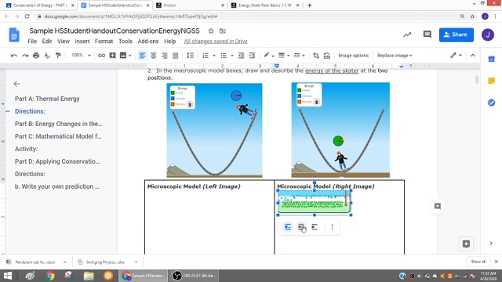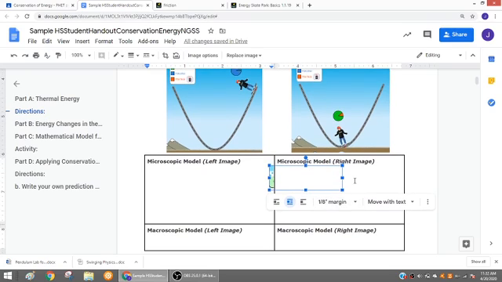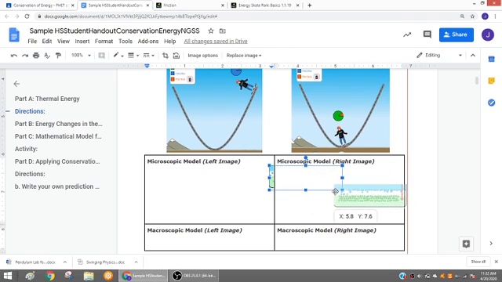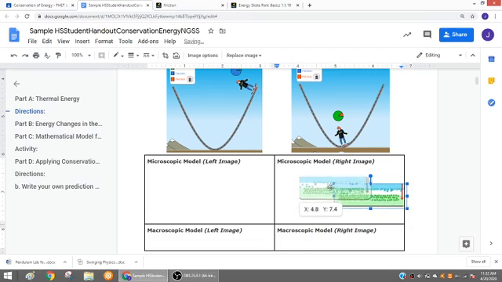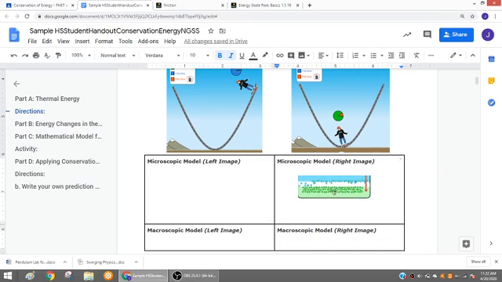You can go ahead and, if you do this wrap text, you should be able to move this around inside of this box. And remember, if you do something that you regret in one of these documents, you can always click this thing right here, which is undo. So that's what it's asking for in the microscopic model.